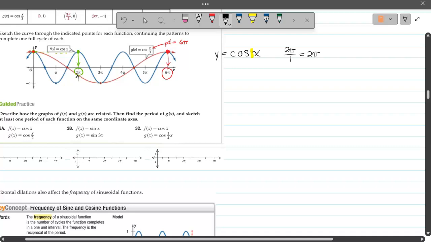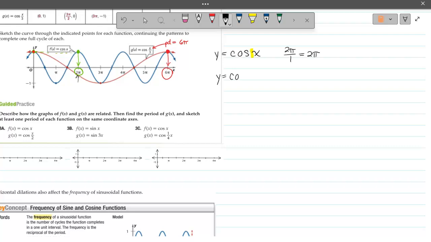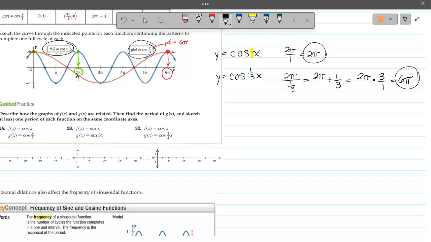But if I have cosine of x over 3, that's the same thing as 1/3 x. Now I'm taking 2 pi over the absolute value of 1/3, which is the same thing as 2 pi divided by 1/3, which is the same thing as 2 pi times 3 over 1, which is 6 pi. So we can get our period from the functions, or we can get our period from the graph.